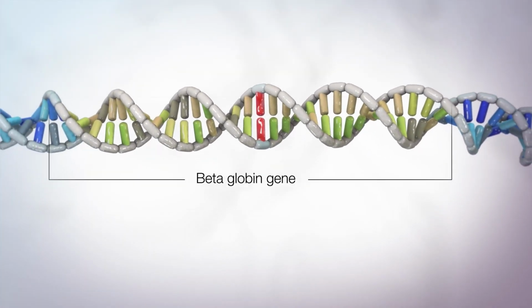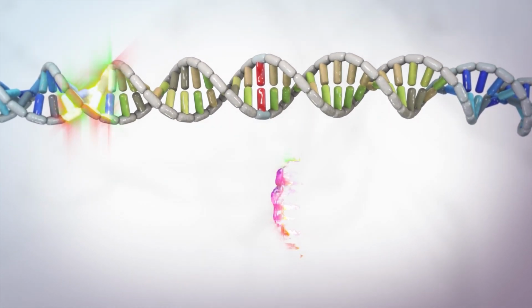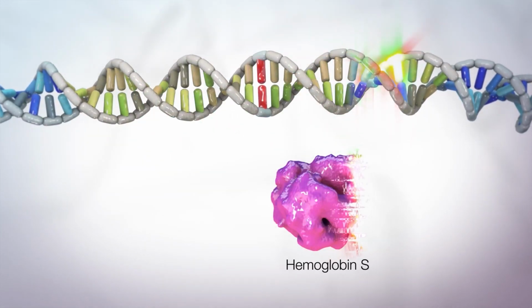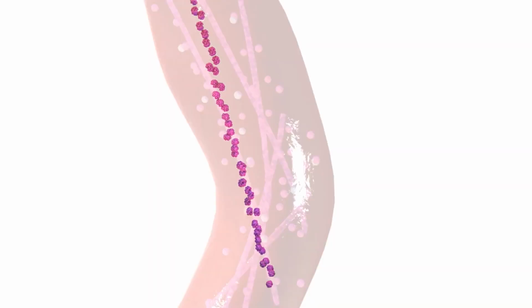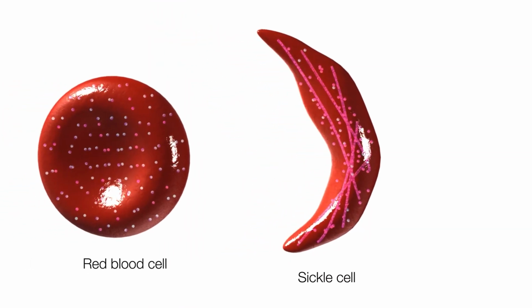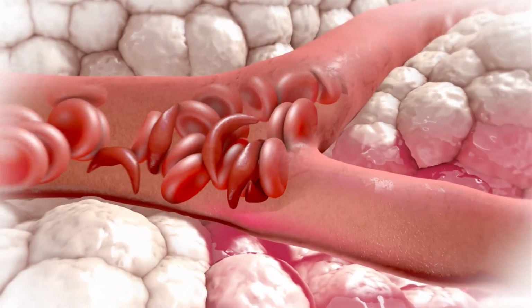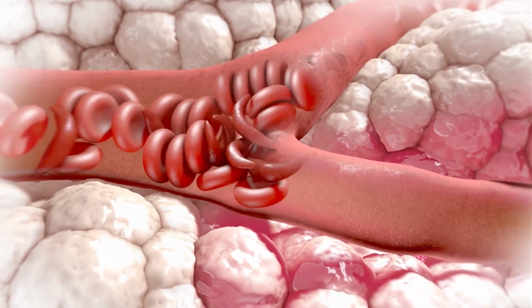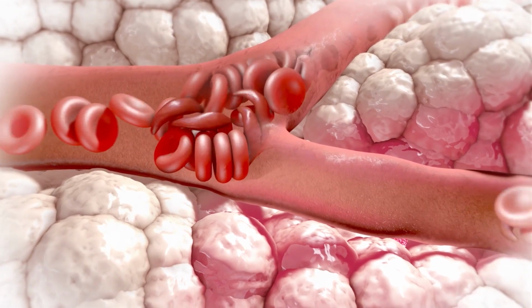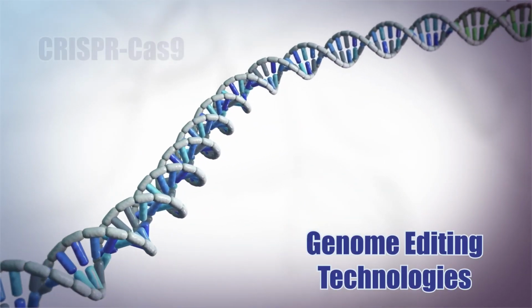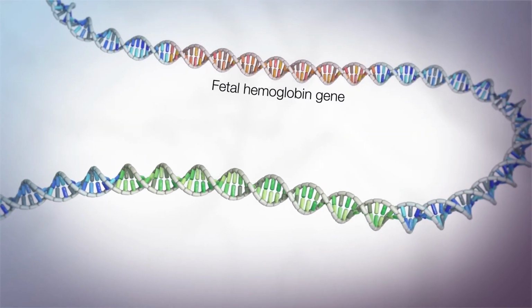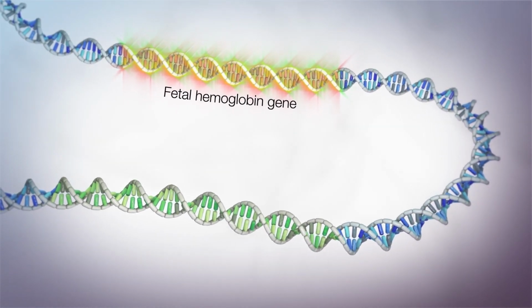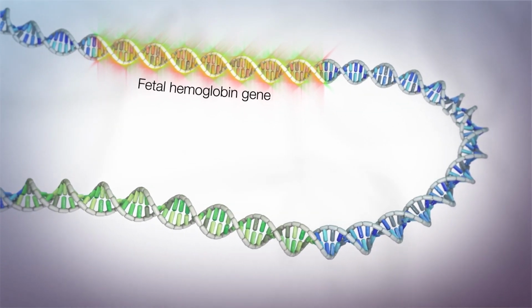Sickle cell disease is a genetic disorder caused by mutations in the beta-globin gene that leads to faulty hemoglobin protein, called hemoglobin S. Hemoglobin S changes flexible red blood cells into rigid, sickle-shaped cells. These sickle cells can block blood flow and result in pain and organ damage. Researchers are testing ways to use genome editing technologies such as CRISPR-Cas9 for sickle cell disease. One way is to turn on the gene for fetal hemoglobin, which can help reverse sickle cell disease.